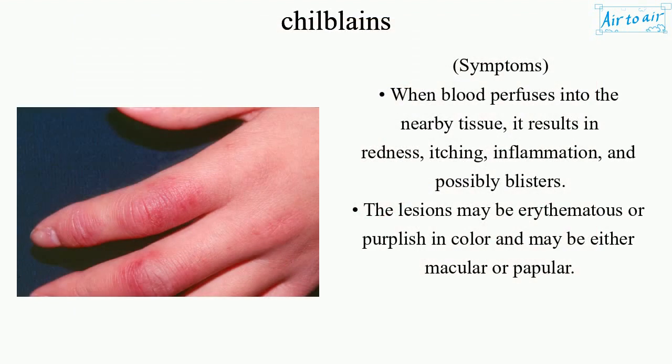Symptoms. When blood perfuses into the nearby tissue, it results in redness, itching, inflammation, and possibly blisters. The lesions may be erythematous or purplish in color and may be either macular or papular.